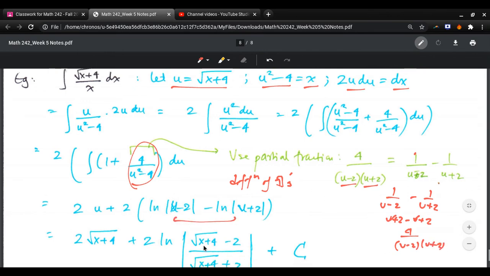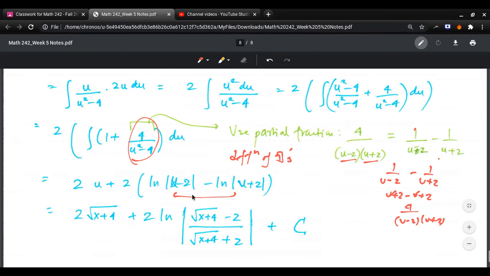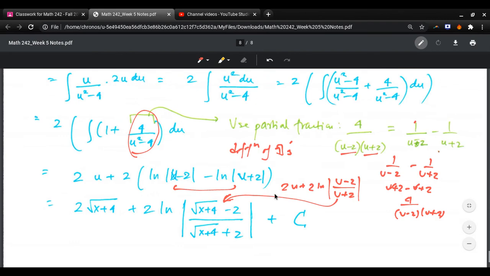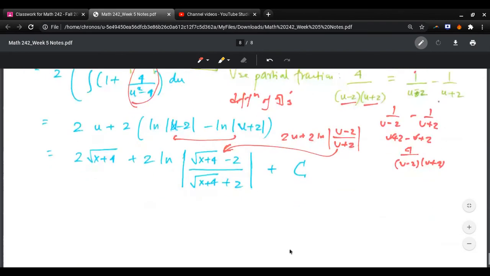So they both become log terms, which when you have a subtraction, this is 2u plus 2 log u minus 2 over u plus 2, and you substitute u as square root of x plus 4. That's it. These are the integration strategies for this week.